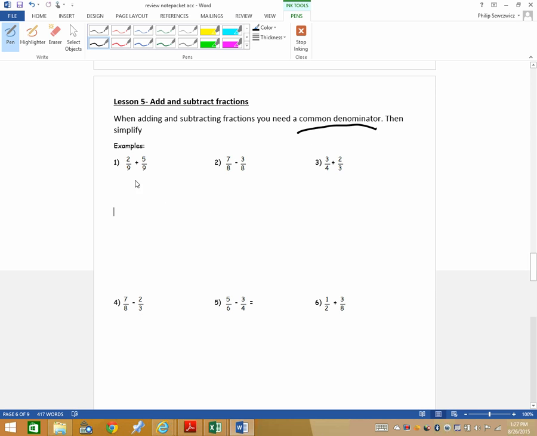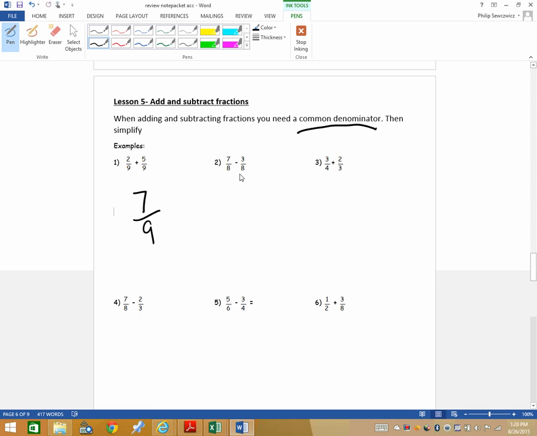So as I look at question number 1, oh, happy days, because I do have a common denominator, which means all I do is add my numerators together. 2 plus 5 is 7, and your denominator stays the same. So your answer is simply 7/9. That's all we need to do with common denominators.